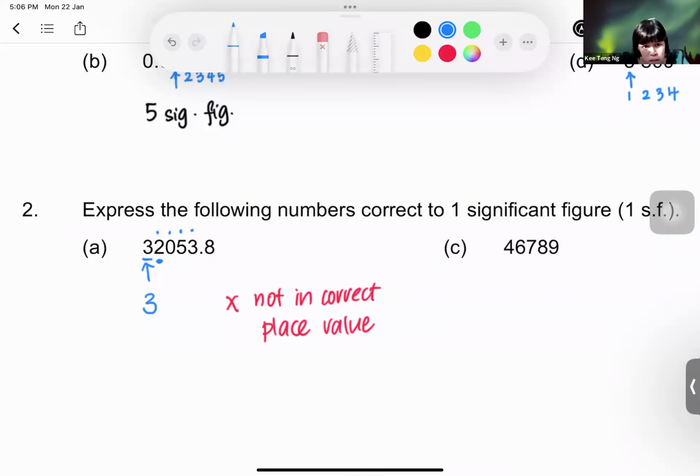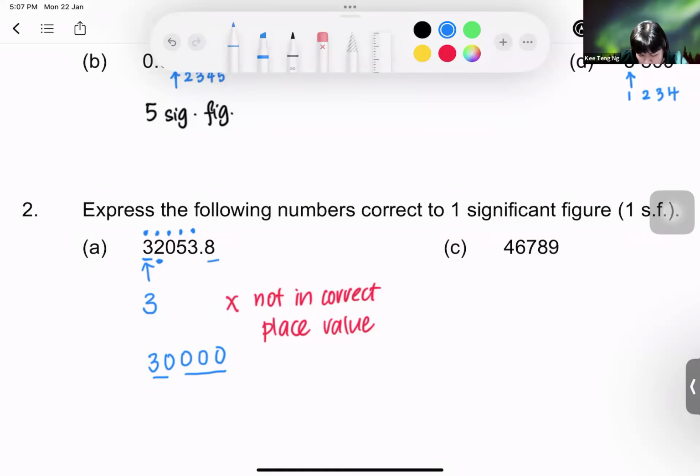Like what I mentioned, this number 3 is in the ones, tens, 100, 1,000, 10,000. So I need to do something to make the 3 appear in the correct place value, which is the 10,000. So in this case, I need to add zeros behind it to represent it in the correct place value. So you see, this is 30,000 in the correct place value.